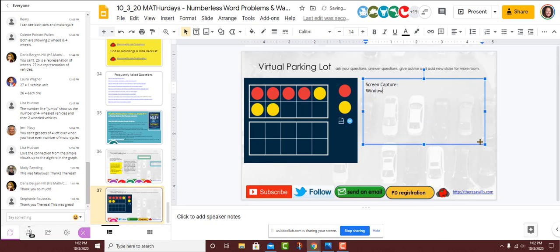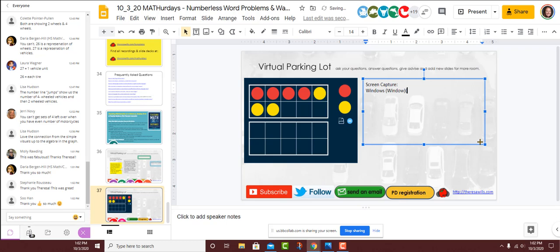If you have a Windows, it is the Window button, which is next to Control and Alt, then Shift, and the letter S. Then you'll be able to drag and make that little selection. Mac, oh goodness, I think it's Command Shift 4. I'm not a Mac user, so if there is a Mac user, can you verify that one? And Chromebook. Yes, that's correct. Thank you. Chromebook has a dedicated button.